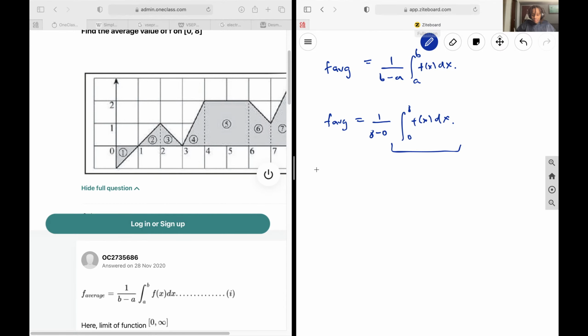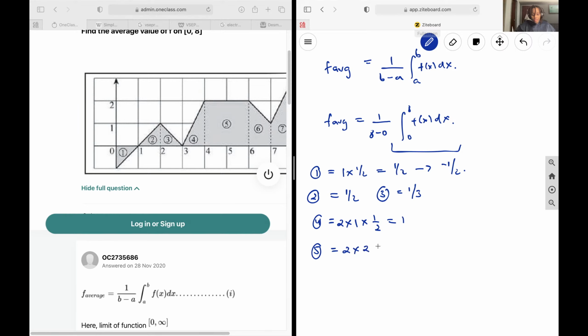We know that the area under the graph is going to be 1 by a half, and that's going to be a half, but it's under the graph, so it's going to be negative a half. Area 2 is again going to be a half. Area 3 is again going to be a half. Area 4 is going to be 2 by 1 by a half, and that is going to give us 1. Area 5 is going to be 2 by 2, giving us 4. Area 6 is going to be 1 plus 1 over 2, giving us 3 over 2.